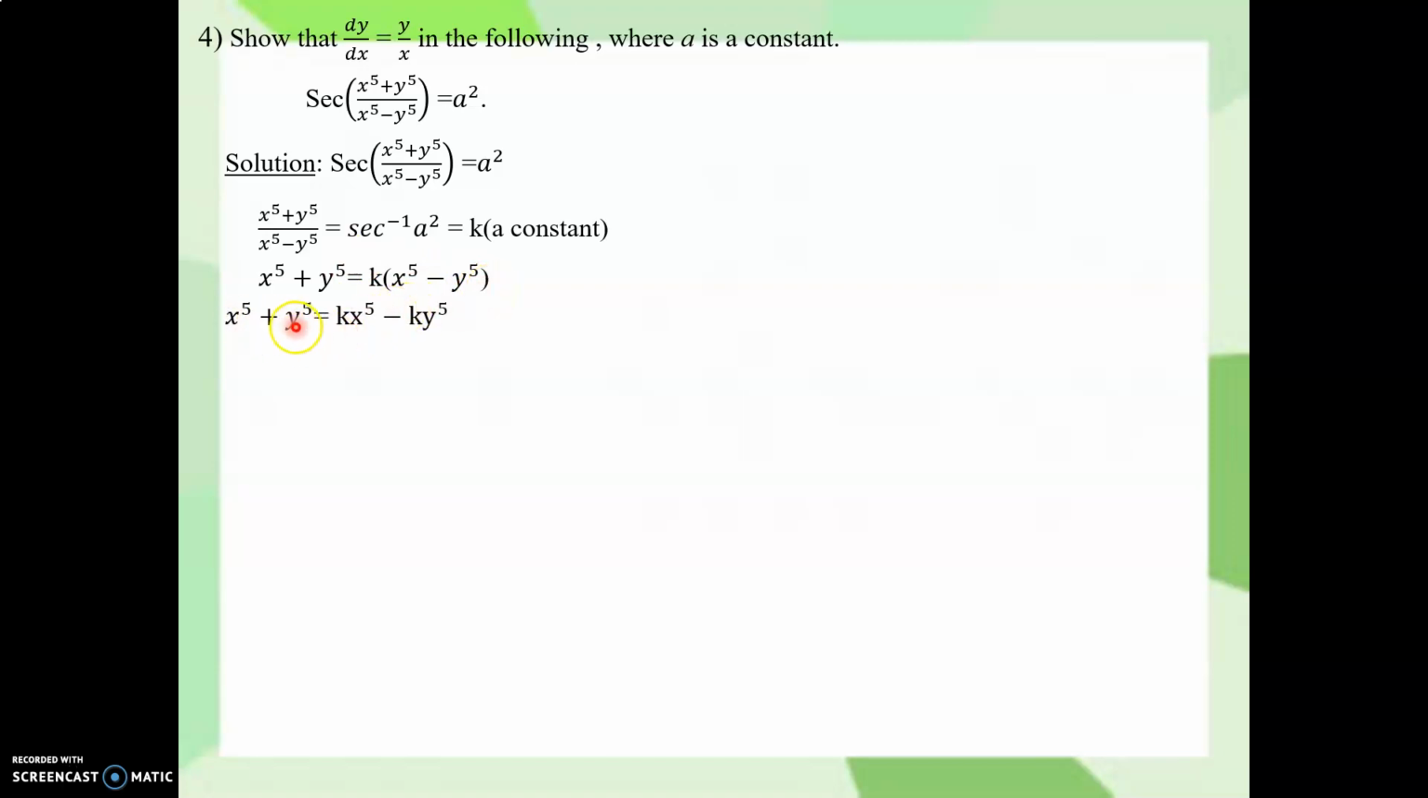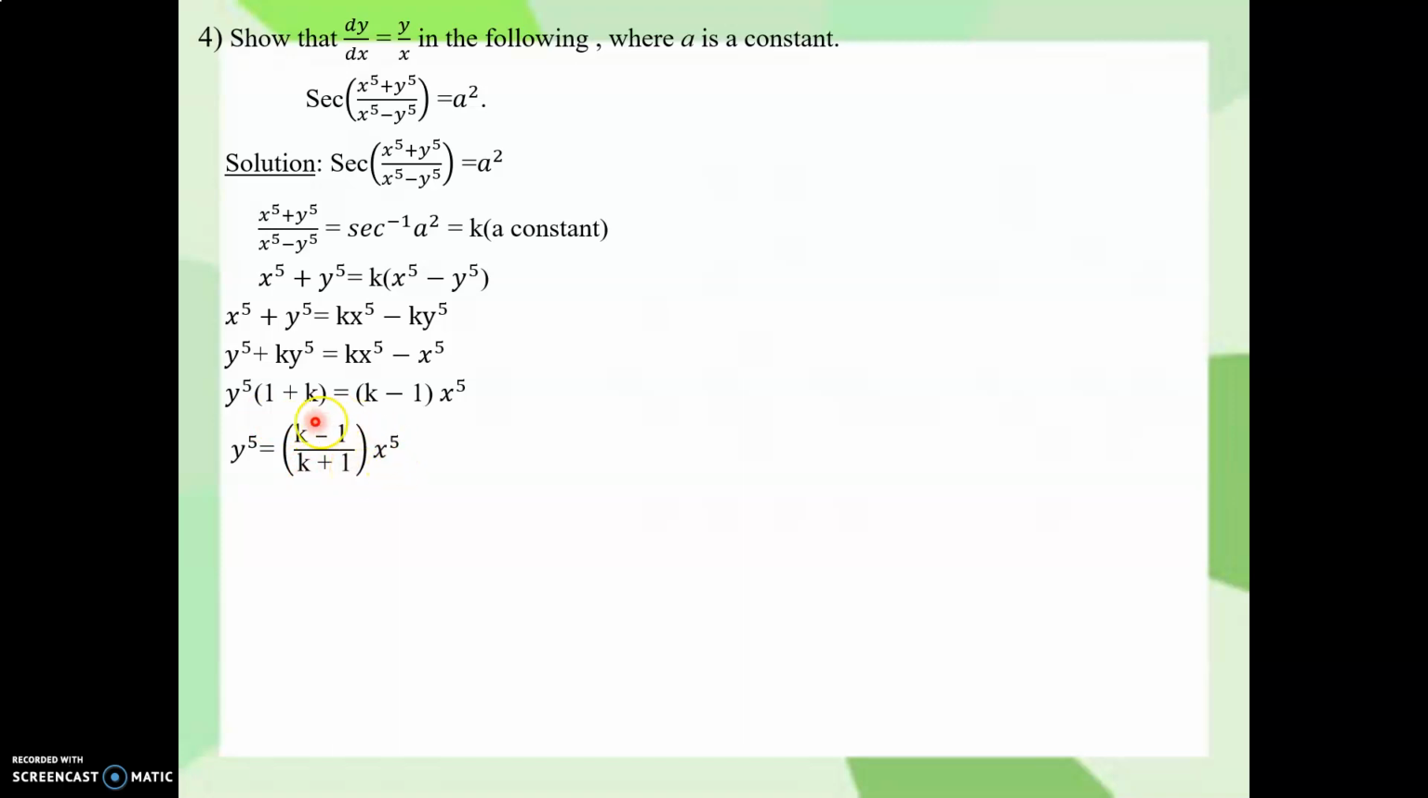Then in the next step, x^5 + y^5 is equal to multiplying this k to the two terms. So k x^5 - k y^5. So y^5 is already here. I'm taking this to the left hand side. So plus k y^5 is equal to k x^5 - x^5. So I can take y^5 outside in this term. So this will become y^5 (1 + k) is equal to (k - 1) x^5.